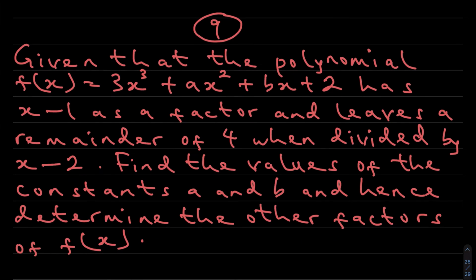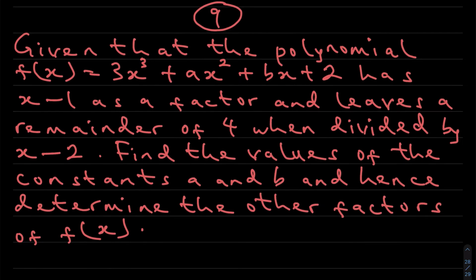Given that the polynomial f of x equals 3x cubed plus ax squared plus bx plus 2 has x minus 1 as a factor and leaves a remainder of 4 when divided by x minus 2, find the values of the constants a and b and hence determine the other factors of f of x.